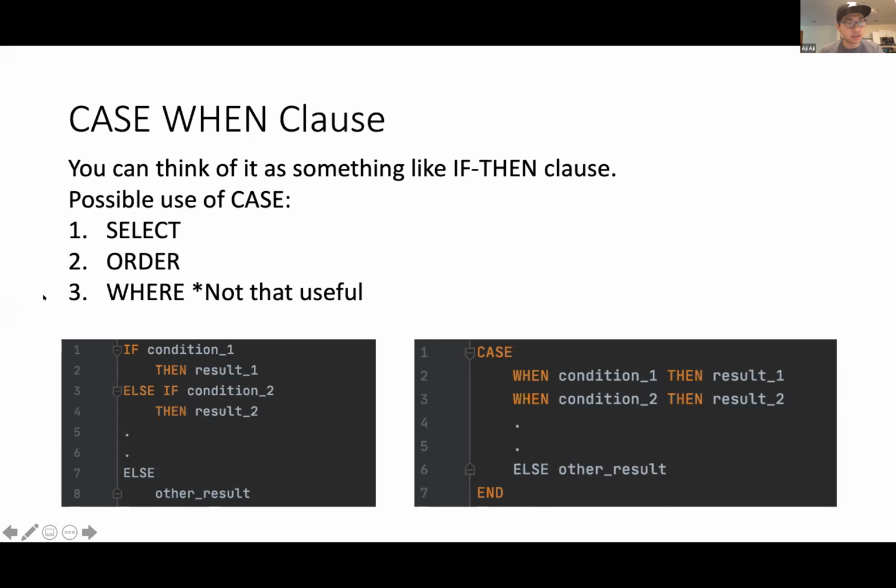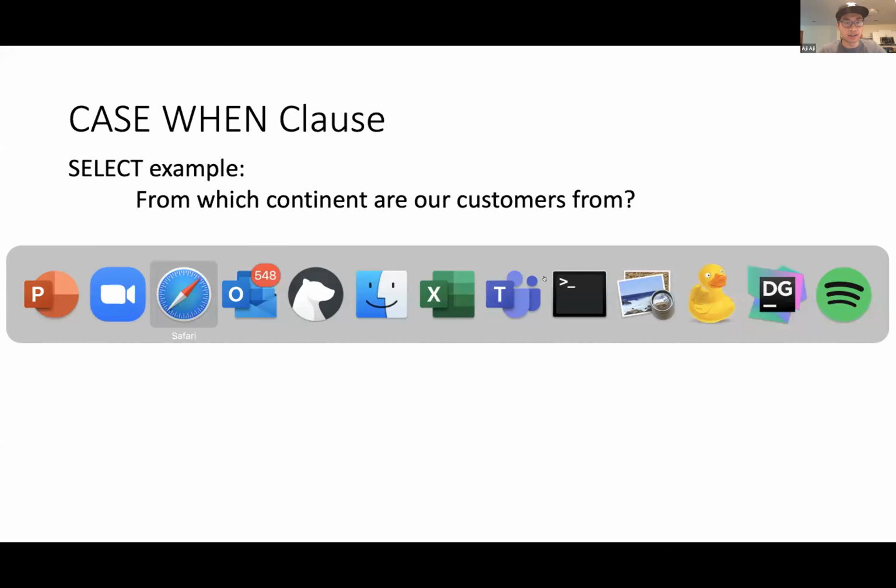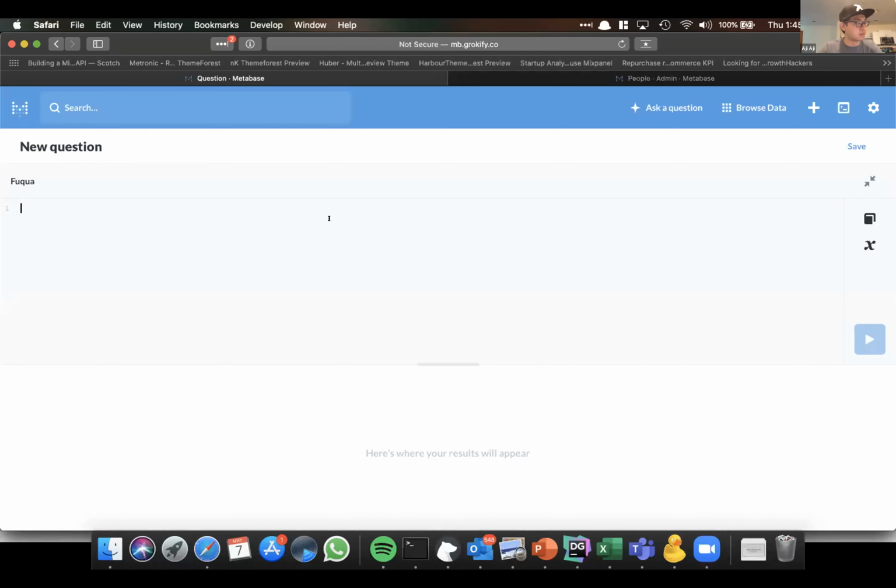So you can use CASE in three places: SELECT, ORDER BY, and also WHERE. But it's not that useful, so we're going to skip using CASE in WHERE for this class. Below you can see the similarities of the syntax between those two functions. Let's just jump into the example now. Let's say we want to know which continent our customers are from. As you know, we don't have any column called continent right now, but we can make that on our own. So let's say SELECT.